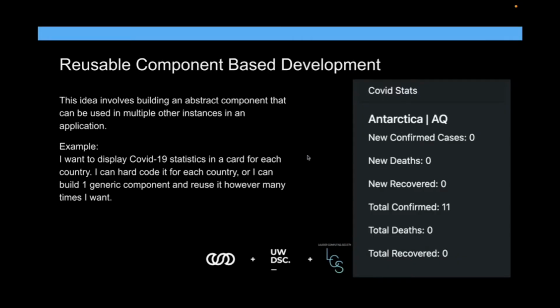So now we're going to talk about reusable component-based development. This idea involves building an abstract component that can be used in multiple other instances of an application. An example that everybody here can relate to is when you go on Instagram, on your homepage, and see, let's say, 6 Instagram posts. Each one of those posts is a generic component that then gets rendered with different information that's passed in the form of props, which Ozair touched on earlier.